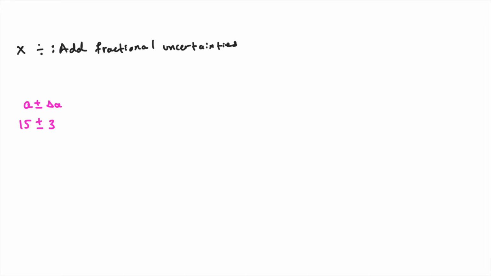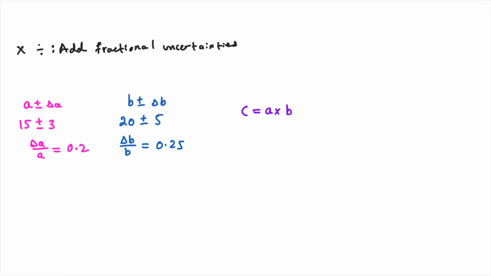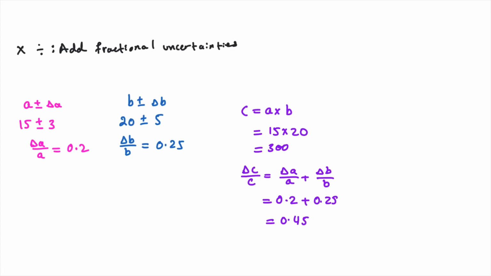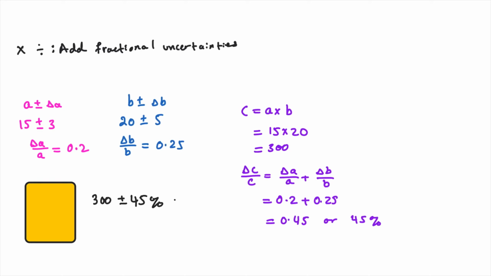Robo thinks that the fractional uncertainty of the width is 3 over 15 or 0.2, and the fractional uncertainty of the height is 5 over 20 or 0.25. That would mean that the fractional uncertainty of the multiplied value would be the addition of 0.2 and 0.25, which is 0.45 or 45%. This would mean that the area is 15 times 20, which is 300, and its percentage uncertainty is 45%. It's fascinating how much the error has grown.